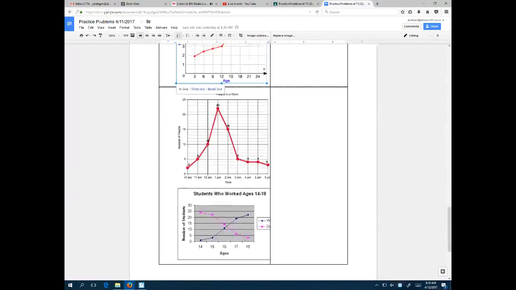This is dealing with time and number of people. It says people in a store. So this is dealing with the people in a store. So who can give me a little sentence or story for this one? Sure, Olivia, you can go ahead.